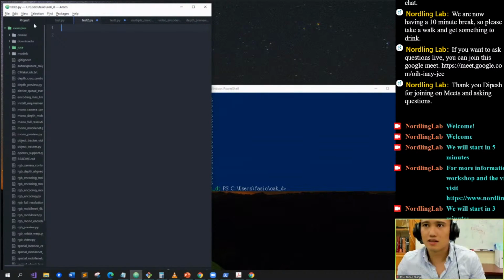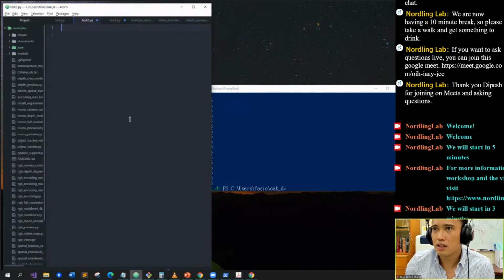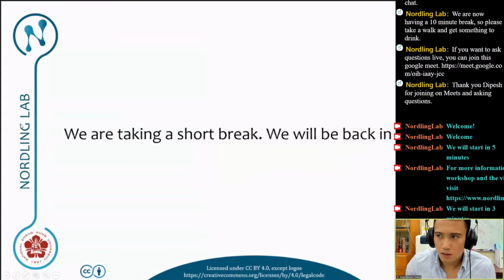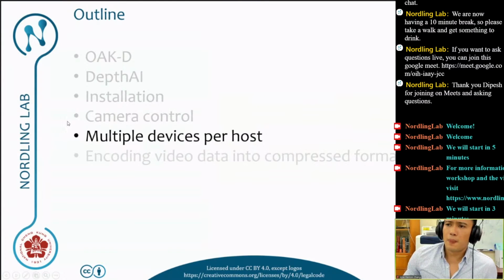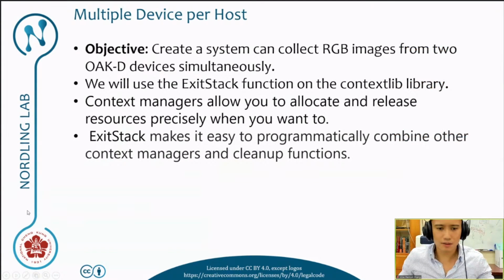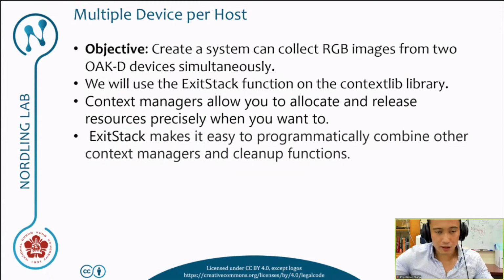Let me create a script, just wait for me a second. Let me save it as test2. So now the question is, I want to have two cameras, right? I would like to have two of these cameras collect data at the same time, using the same computer, or the same host.